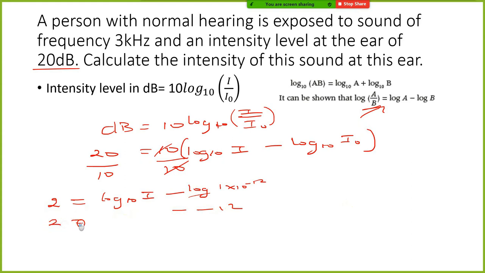So let me write this now. 2 is equal to log of 10I minus minus 12. When we have minus minus 12, what does that become? Positive. So I'm going to take that positive 12 and bring it across the equal sign. So 2 minus 12 is now equal to log base 10 of I. I want to find I, so I have to do the opposite of logging a number. The opposite of logging a number is finding the exponent. So this is minus 10 right here.